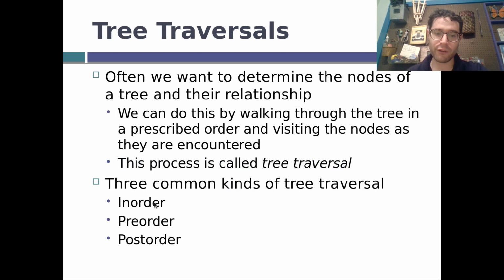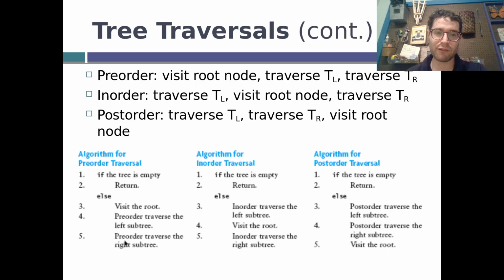Fortunately, they are all the same algorithm. The only difference is the order in which we execute the lines. Here is the algorithm for all of them, and it's recursive, as you may have noticed. Base case: if the tree is empty, return. If your root is null, return. That's true for all of these.